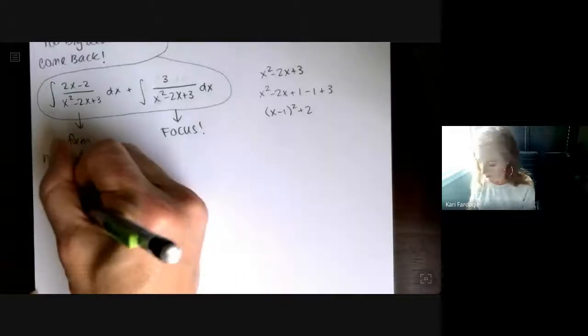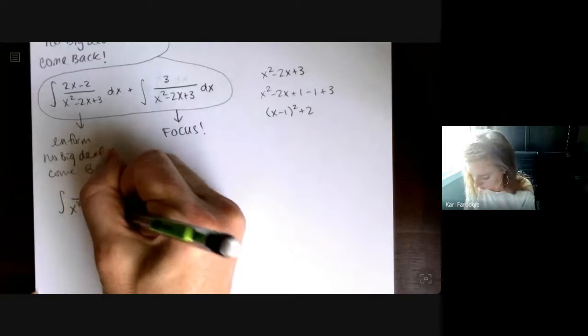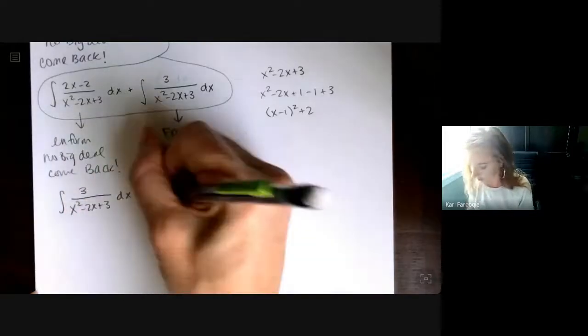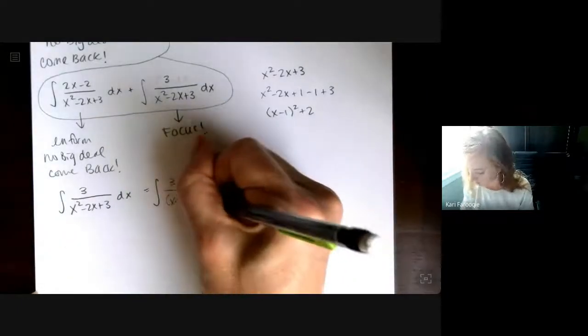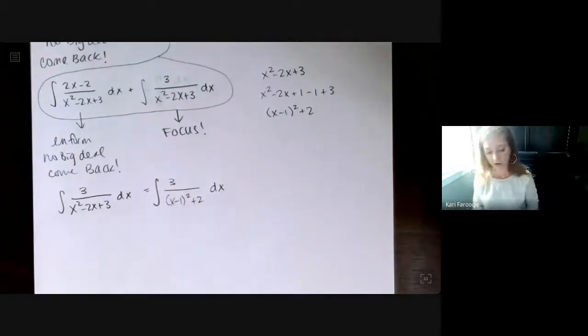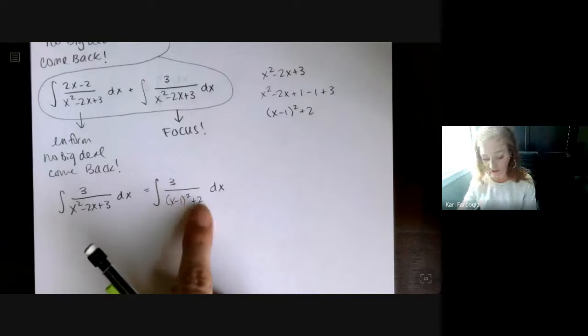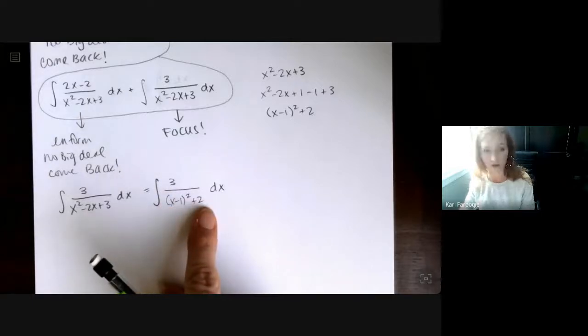So we're going to take 3 divided by x squared minus 2x plus 3 dx, and we're going to rewrite it as the integral of 3 divided by x minus 1 quantity squared plus 2 dx. And then you still have options, because this could technically be fit into an inverse tangent form. It is a constant divided by u squared plus a squared. Remember, your inverse tangent form doesn't have a radical.